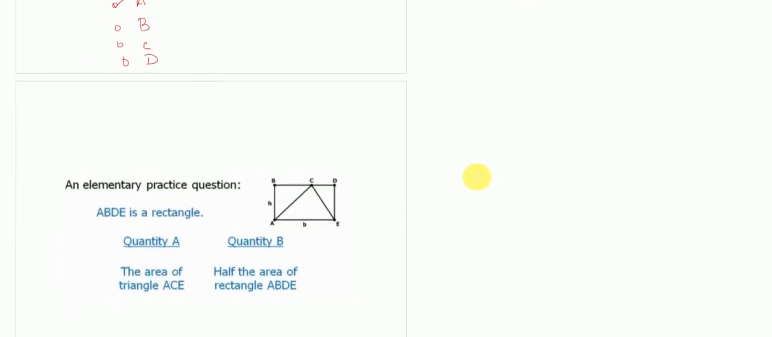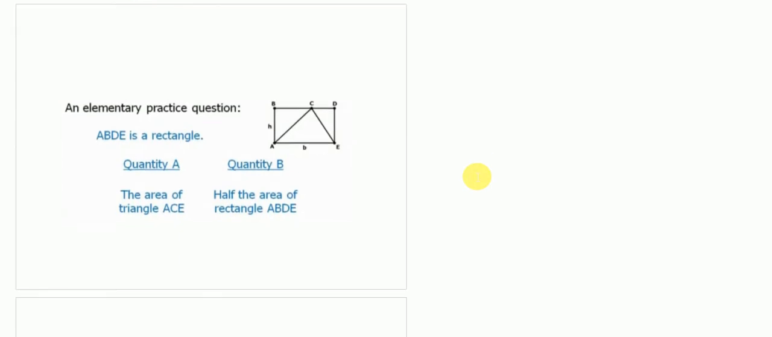Let's move on. All right. This is another very basic question. So let's read it. ABDE is a rectangle. So A, B, D, and E is a rectangle. Now what are our two quantities, quantity A and quantity B, or column A and column B? Column A has the value of the area of triangle ACE.